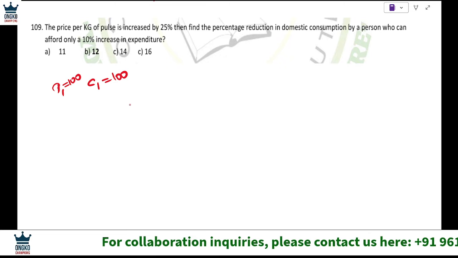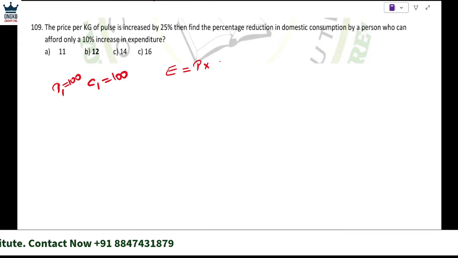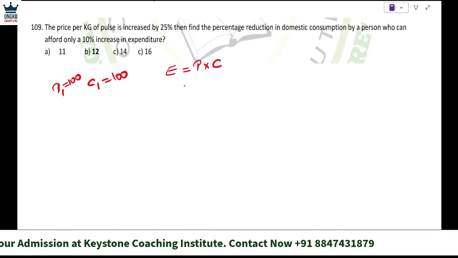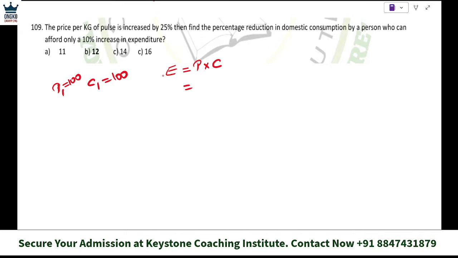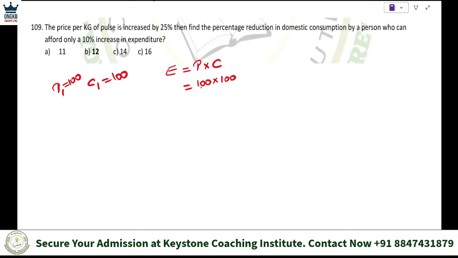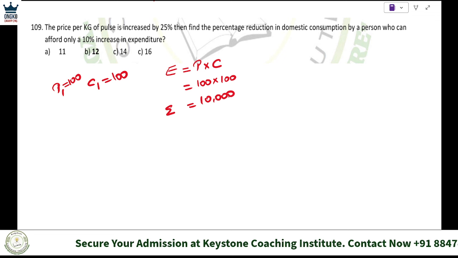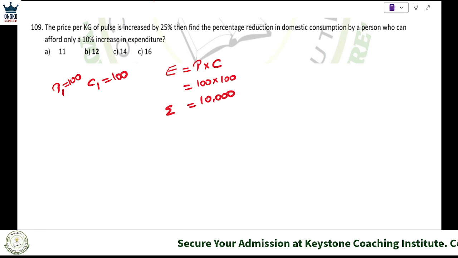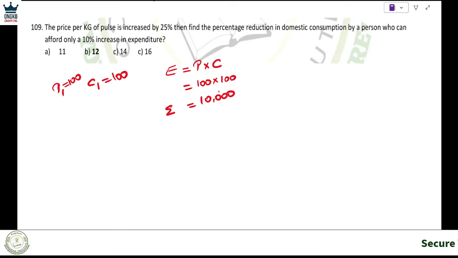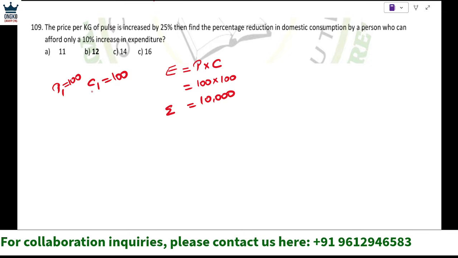So now we know the definition of expenditure: expenditure is equal to price into consumption. So the price is 100 rupees per kg, and the consumption is 100. So this will give us total expenditure of 10,000 rupees. But we need to calculate the new price and the new expenditure, since the price is hiked by 25%.